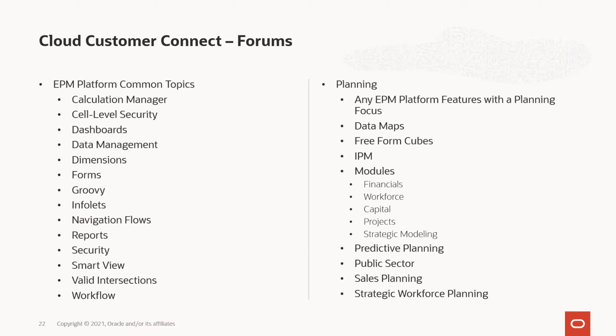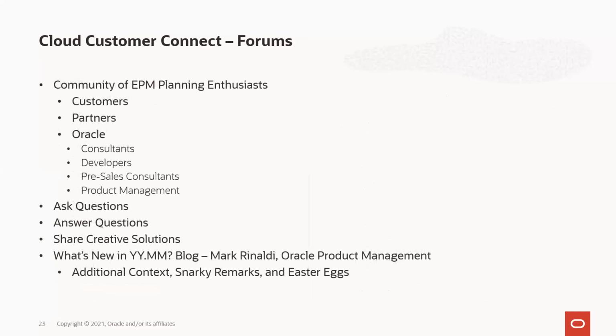Things that are unique to planning, like data maps or FreeForm or IPM, as Marc just went through. Clearly the modules, financials, workforce, capital projects, strategic modeling, all those things should be done on a planning forum, predictive planning, public sector, even our sales planning and strategic workforce planning, which have corresponding HCM and CX forums out there as well. We have all of these as tags in the forum. So these are just the differences between the two, just so you're aware of them if you're unaware of them.